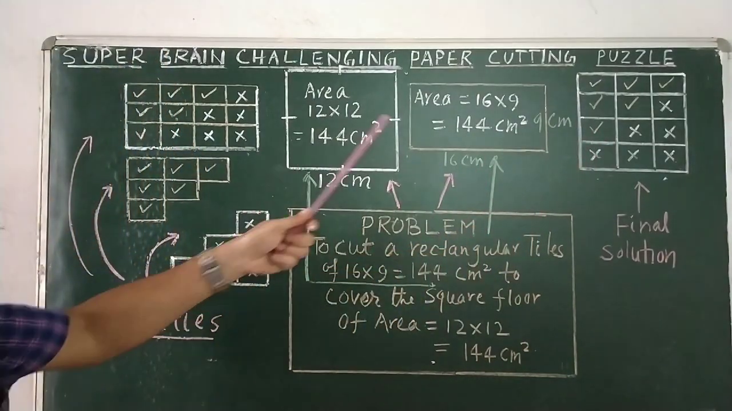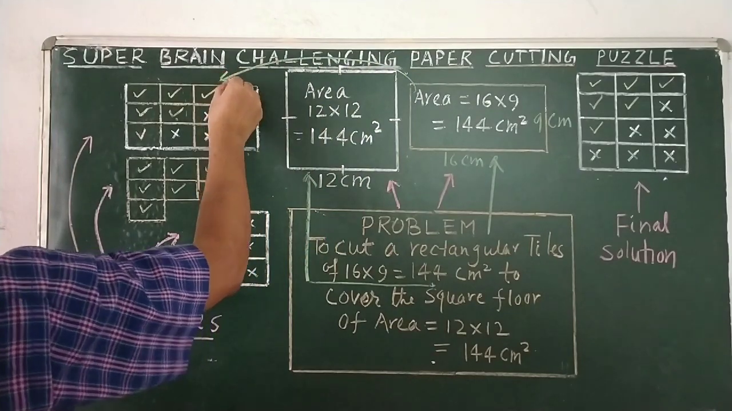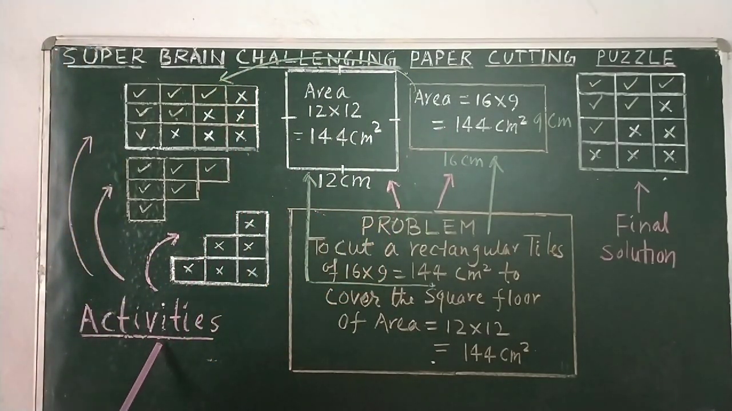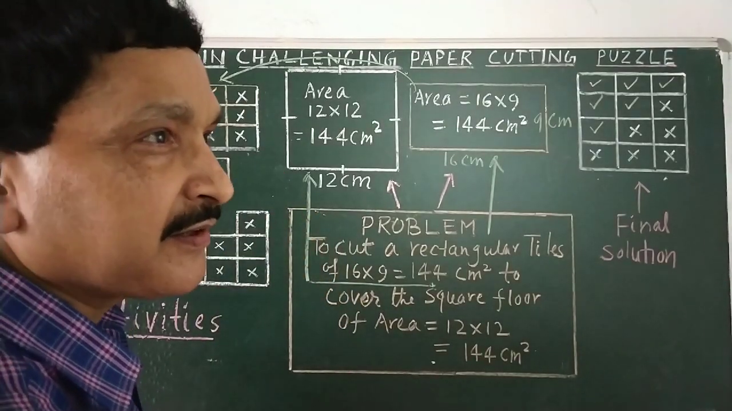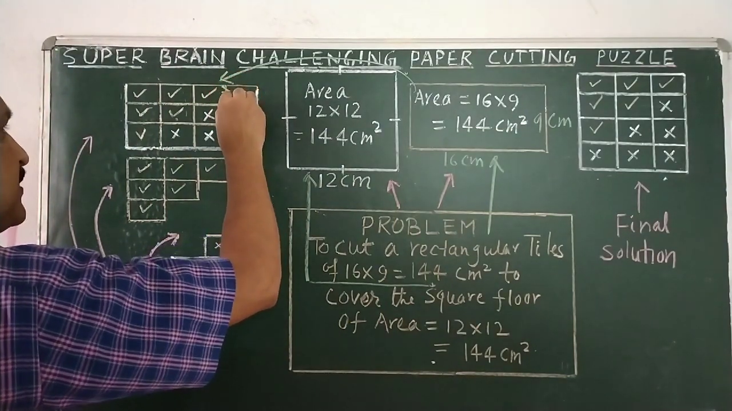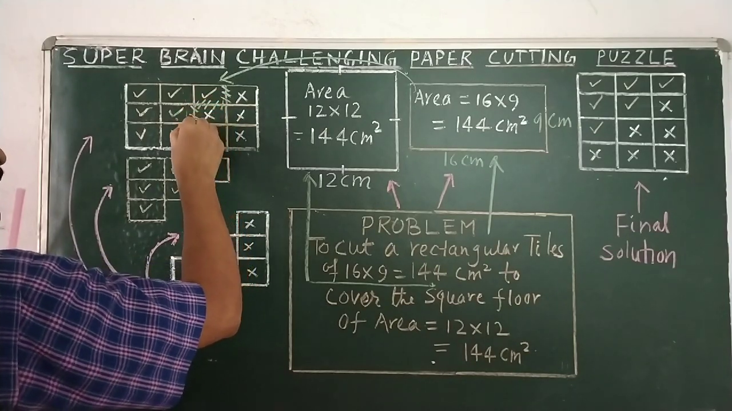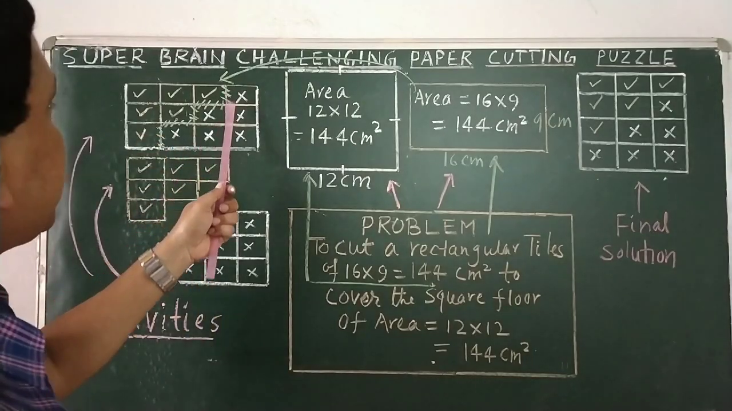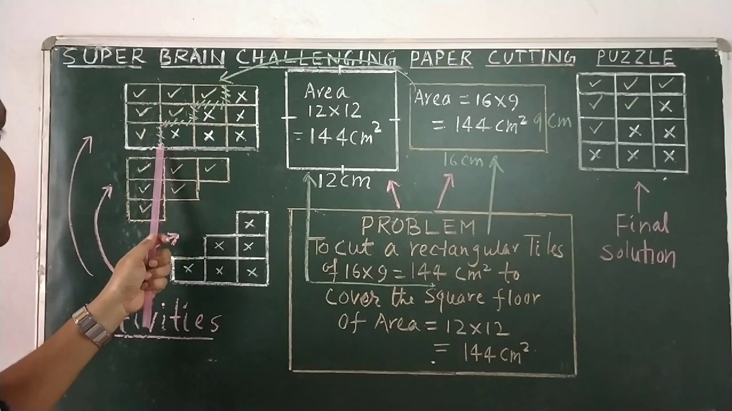Now just see, bring this rectangle here, and start the activity. So just keep your scissors and start cutting like this. Start from this place. So this is the activity. Starting from this, come to this, then this, then this, then this.